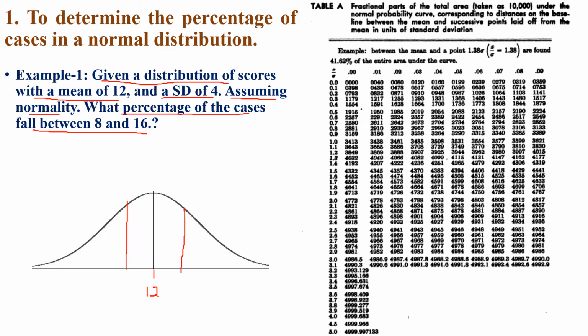In this case, if we add 4, the SD, to the mean value, there is 16, and if we subtract it from the mean, it's 8. As per this question, we are required to tell the percentage of area between the points 8 to 16. Obviously, as per the normal distribution, this is the range from minus 1 standard deviation to the mean value, and the mean to plus 1 standard deviation.